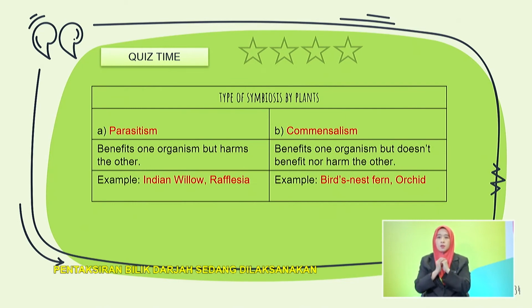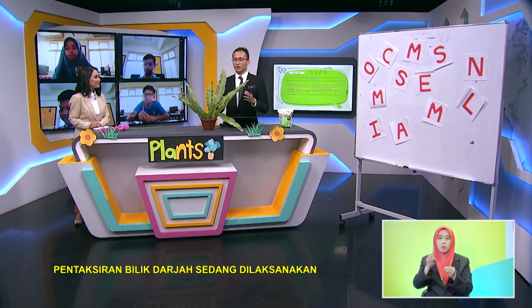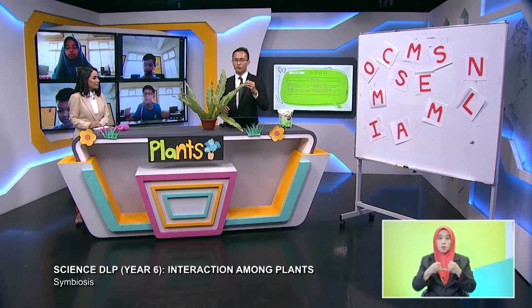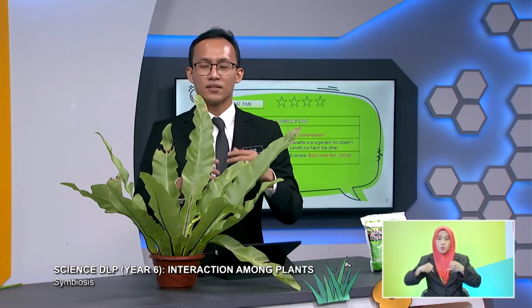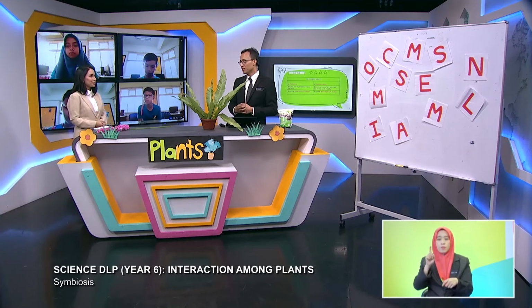Okay, so let me summarize what we have learned today. Okay, Mr. Q. The first thing we learned about today is interaction among plants. We talk about symbiosis, right? There are 2 forms of symbiosis, which are commensalism and parasitism. So commensalism benefits one, but it doesn't benefit or harm the other organism. Whereas parasitism will benefit only one of them because the other, the host plant, will die. So this is for interaction among plants.